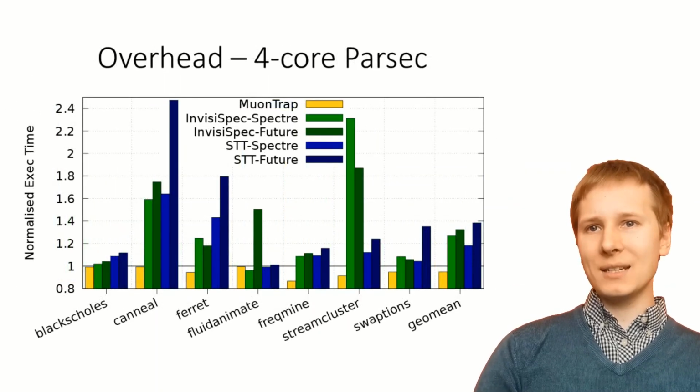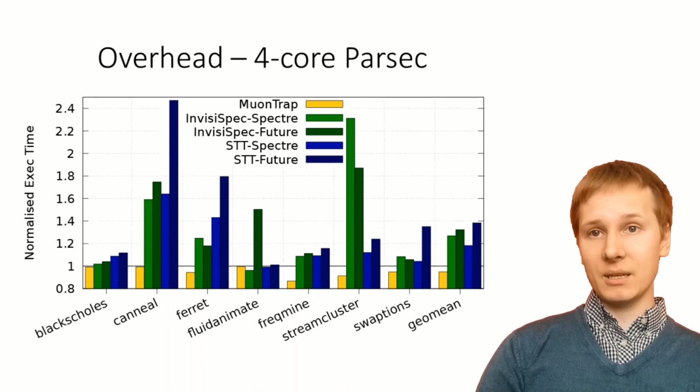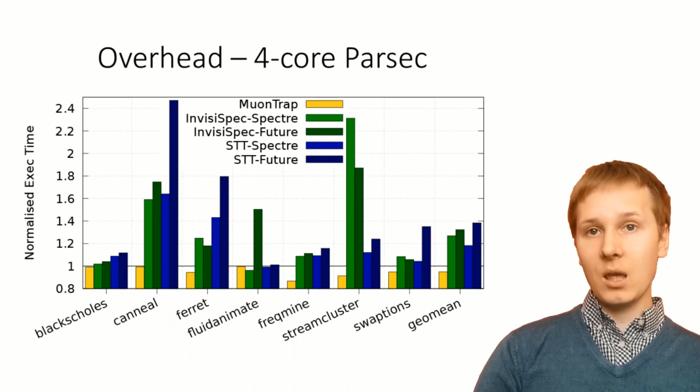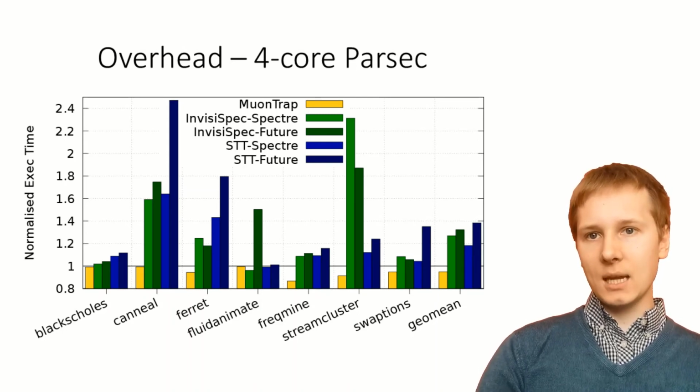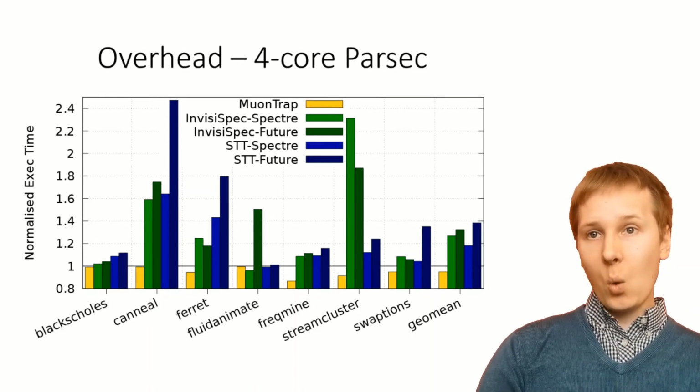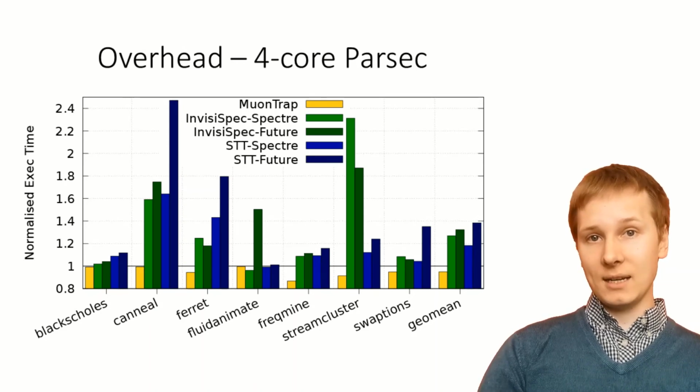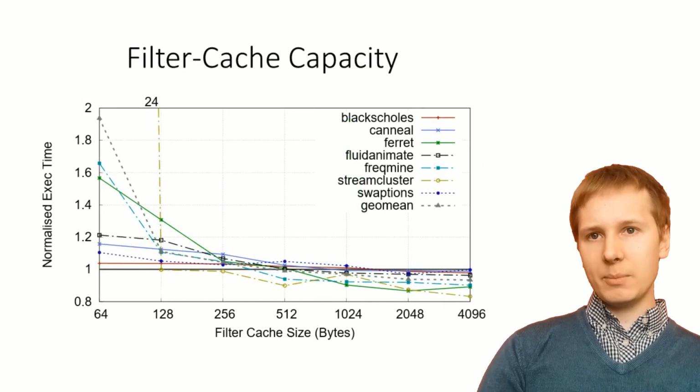The same broad pattern is repeated on Parsec, where MuonTrap actually sees a performance improvement of 5% relative to the same system without a secure filter cache. This is because Parsec is particularly amenable to the one-cycle cache access time of the filter cache, whereas for Spec, the filter caches are too small for this effect to kick in, and so performance is harmed by increasing latency to the L1. We set the filter cache to be 2 KB in size for these experiments.